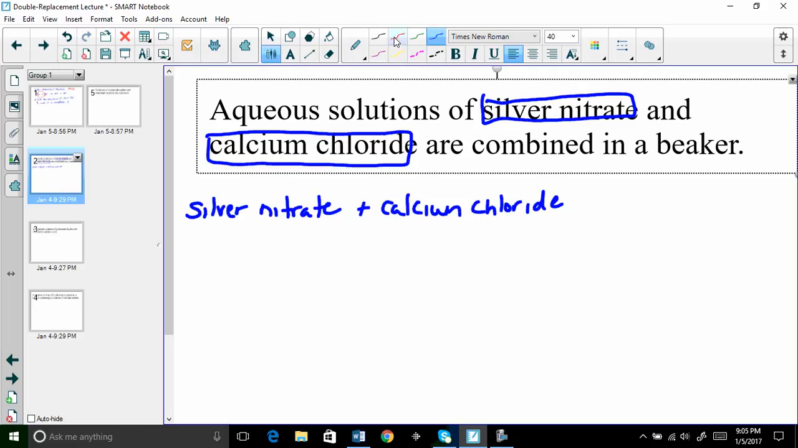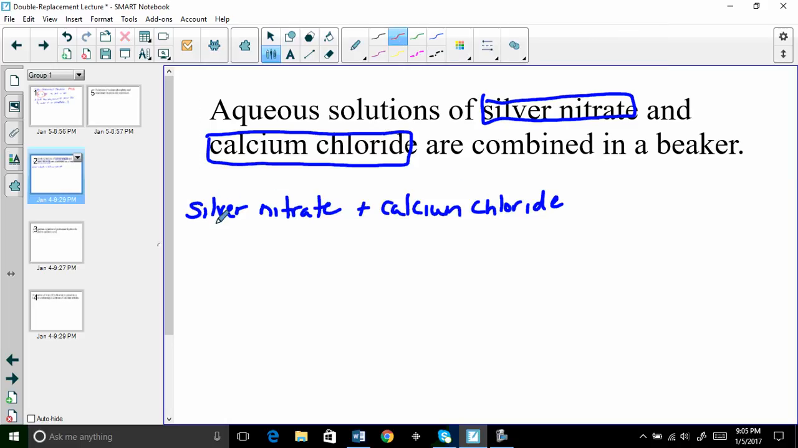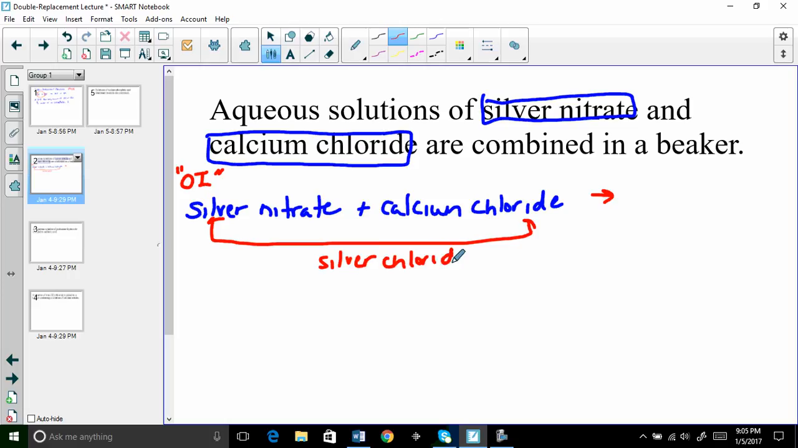Okay, now switching colors. After you write this down, you OI it. I say OI it; this is Mrs. High terminology, it's not in any books, but I used to be a math teacher. So you put the outers together. When you put the outers together, you get silver chloride. And then when you put the inners together, you get calcium nitrate, because the positive ion has to be first. You can't say nitrate calcium.